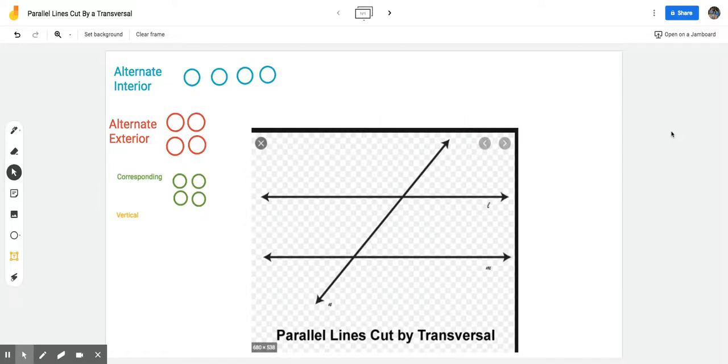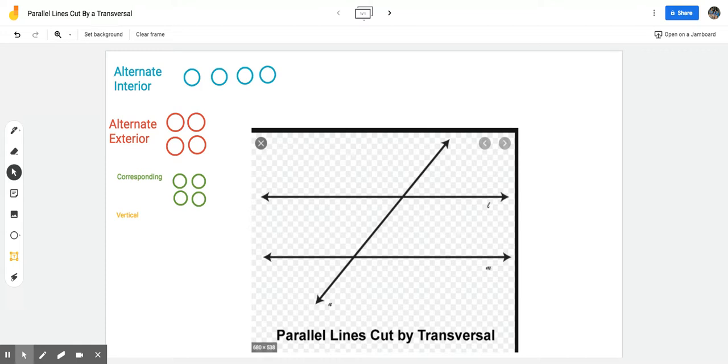Hey guys, so in this unit, you're going to hear the word congruent a lot. And so that just means that the angle measures are the same. But over here, we have some vocabulary that shows these angle relationships, and that's going to be part of our lesson this week. So we have alternate interior angles, alternate exterior angles, corresponding angles, and vertical angles. And all of these angle pairs are equal to each other, okay?